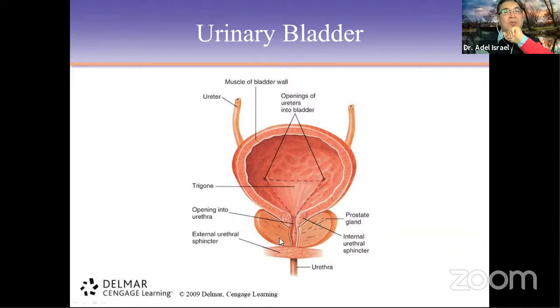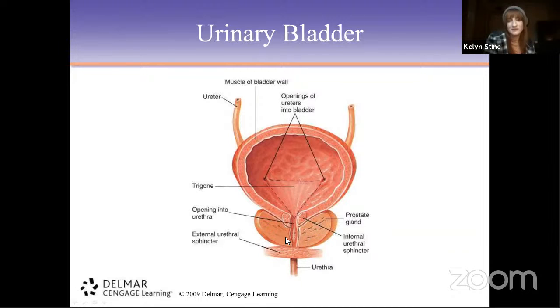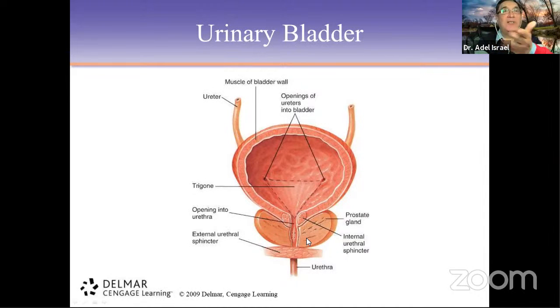What do you think? Male or female? Me? It's male. So female, they don't have a prostate. So this is the male gland, and this is for the male portion, of course.